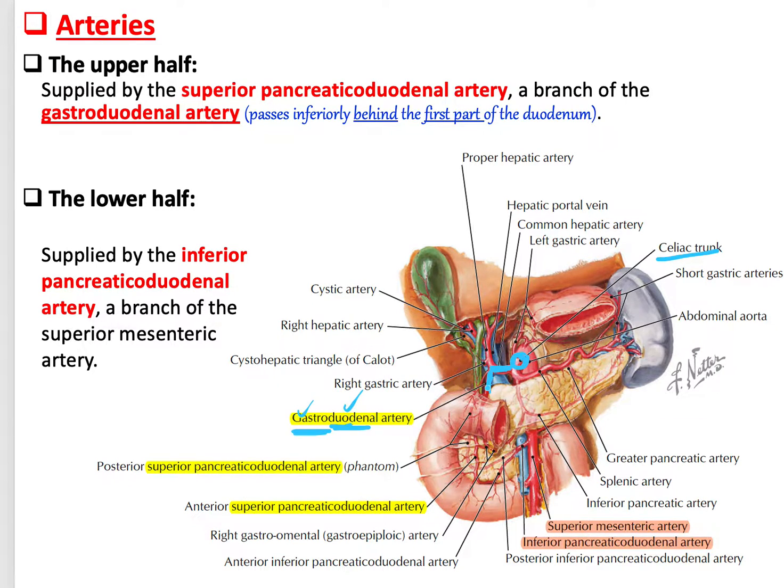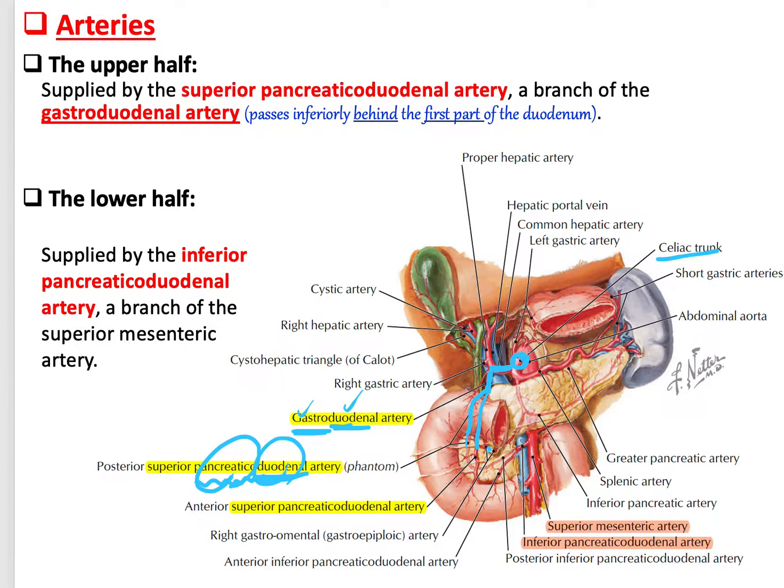The gastroduodenal artery gives, of course, the superior pancreaticoduodenal artery. This is the superior pancreaticoduodenal. From its name, pancreaticoduodenal, that means it will supply the pancreas and the duodenum, because you know the pancreas, the head of it, is encircled by the duodenum. So we have superior pancreaticoduodenal arteries, one anterior and one posterior.